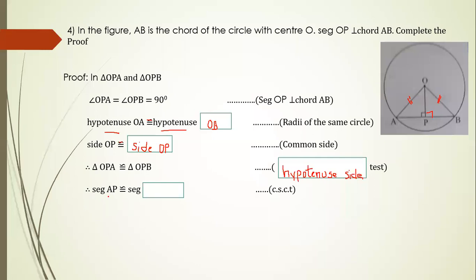Next, therefore segment AP congruent to segment, and once the triangles are congruent, the remaining parts become congruent, right? So AP, here they have given us AP. AP is congruent to which part? It will be congruent to PB, right? AP will be congruent to PB. So here we will write segment AP congruent to segment PB. And the reason for this is CSCT, corresponding sides of congruent triangles. Okay. So just go through the sum.